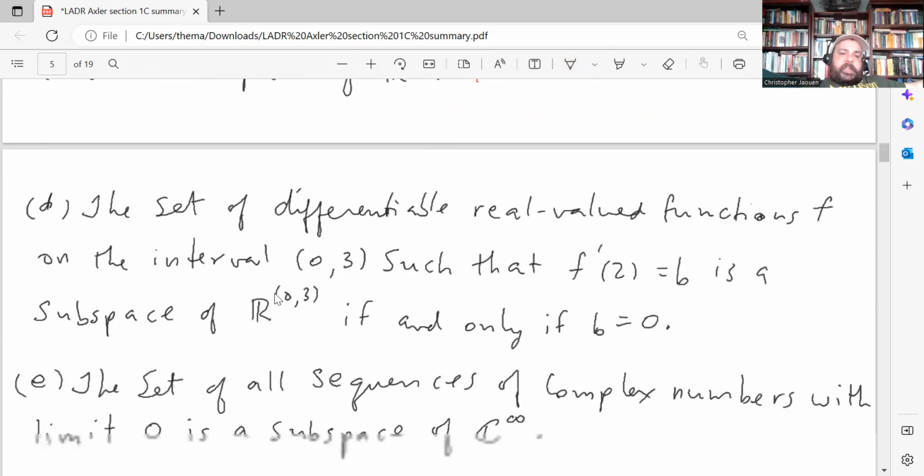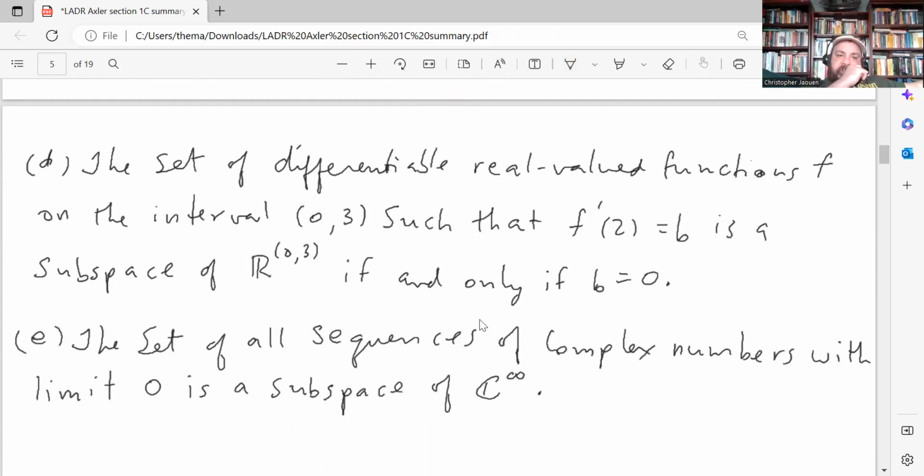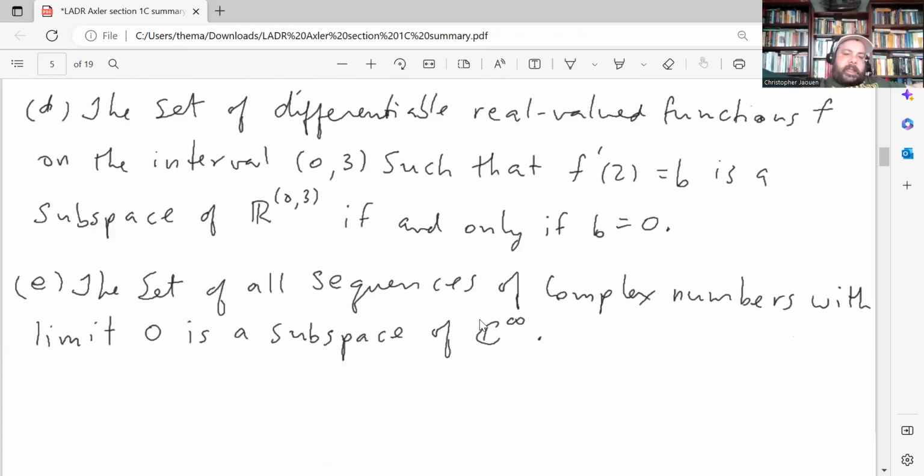All right, let's see. Example D, the set of differentiable real valued functions f on the interval from 0 to 3, this is the open interval from 0 to 3, such that f prime of 2 is equal to b, is a subspace of R to the (0,3). Again, hopefully now you know what that set means. If and only if b is 0, this is going to be very similar to part A.